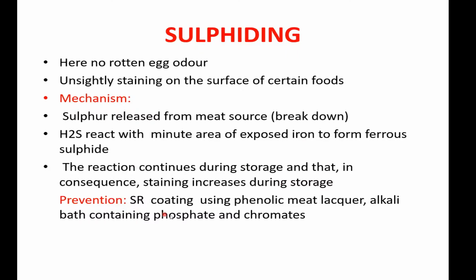To prevent sulfiding, we give what we call the SR coating. When I talked about cans, I told you the second coating we give is the SR coating, the sulfur resistance coating. What is it? It uses a phenolic metal lacquer or an alkali bath containing phosphates and chromates. With the latest technology, some plastic coating is also given to prevent sulfiding. Now you understand the importance of the SR coating.